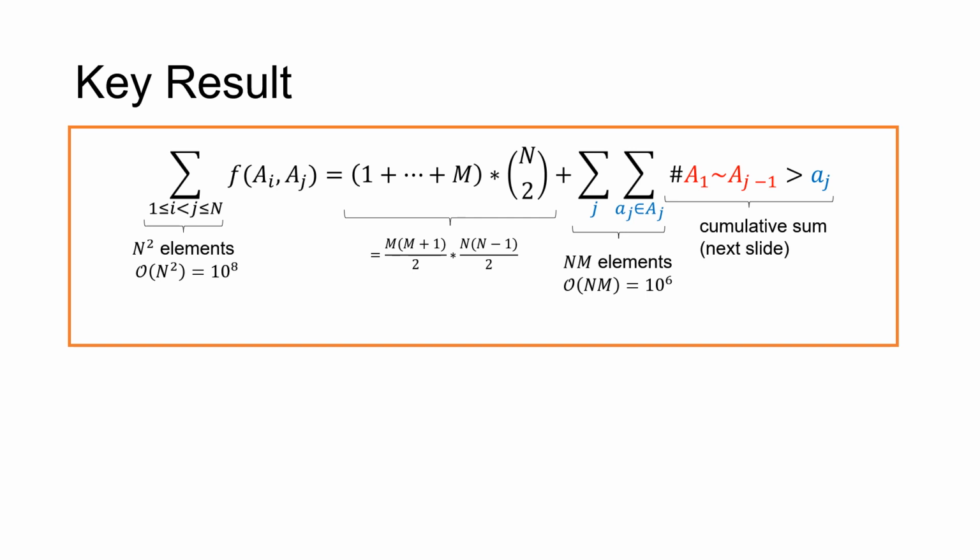The second term indicates that for each element in each set, we add the number of elements greater than that element. If we know a fast method to compute the content of this sigma, the number of steps for the sigma term is about 10 to the 6, so we can calculate everything within the time limit. The final task is figuring out how to compute the content.